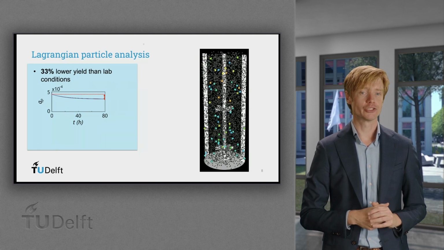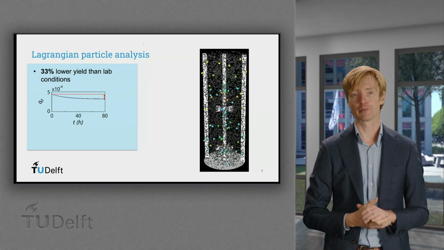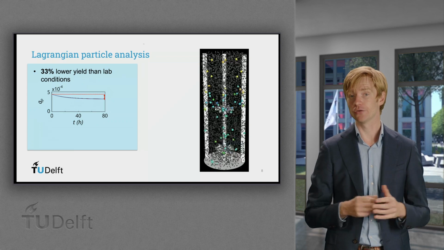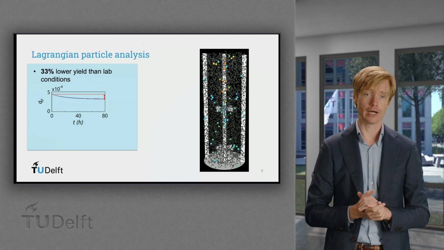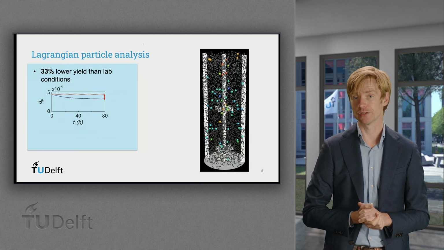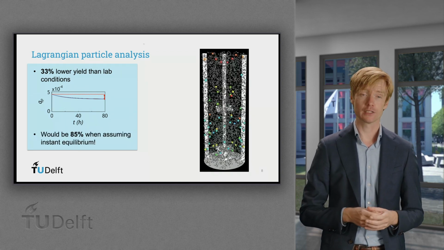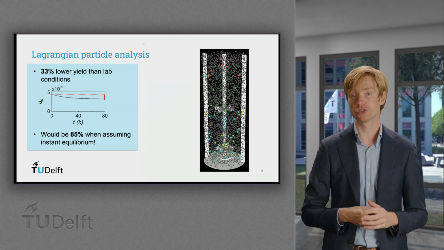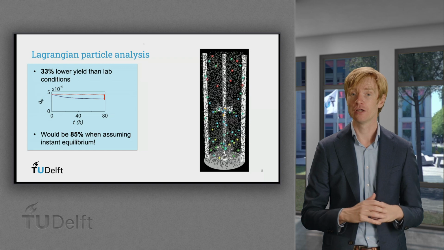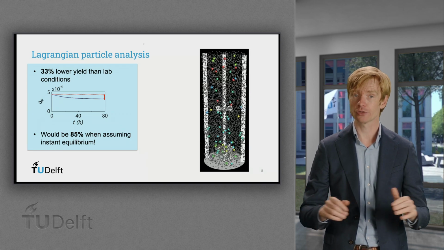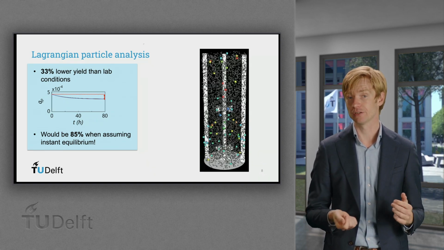Under these variable conditions, our simulation predicts that the penicillin production rate and yield is 33% lower compared to the ideal homogeneous lab conditions. Note, by the way, that this would be 85% if we did assume instant equilibrium between the cells and the extracellular glucose. So clearly we cannot ignore the timescales of metabolic adaptation.